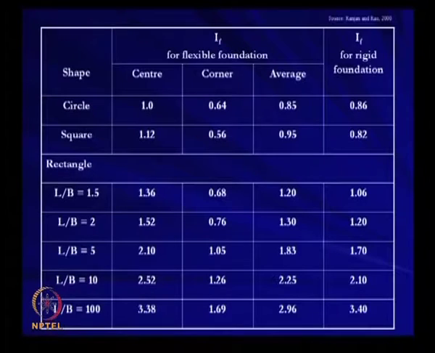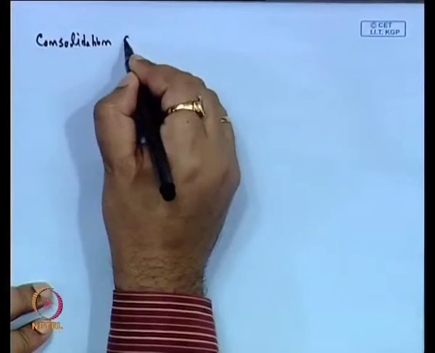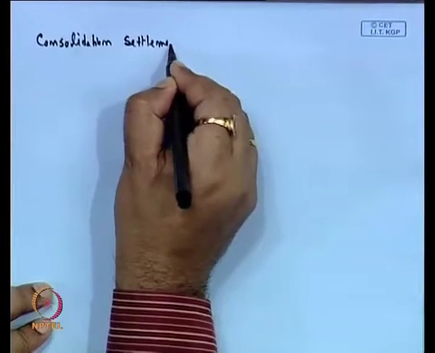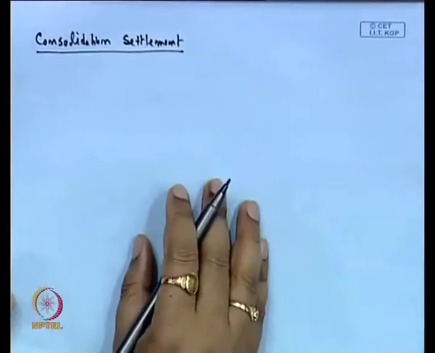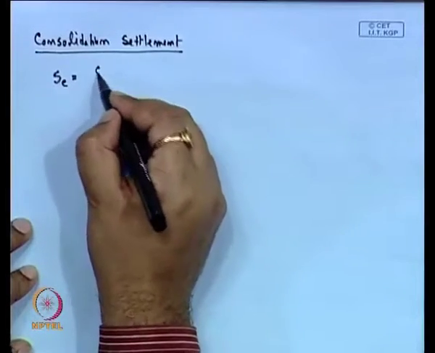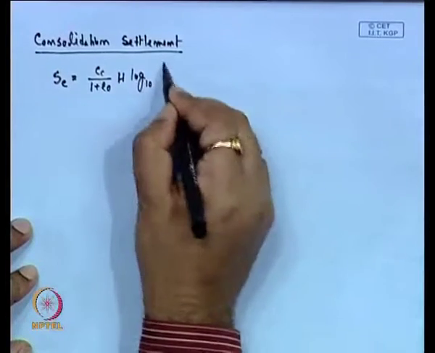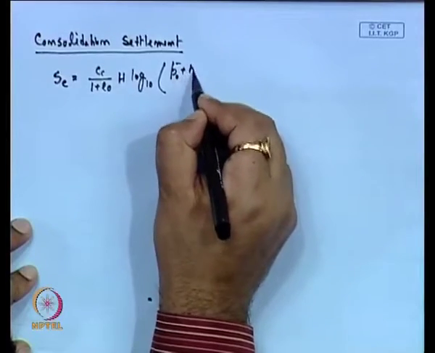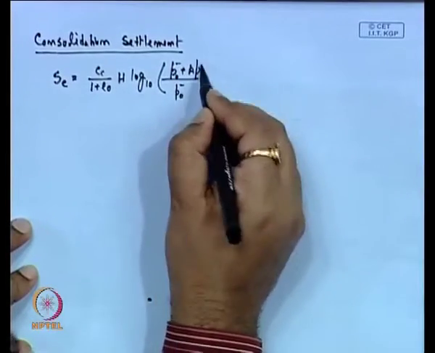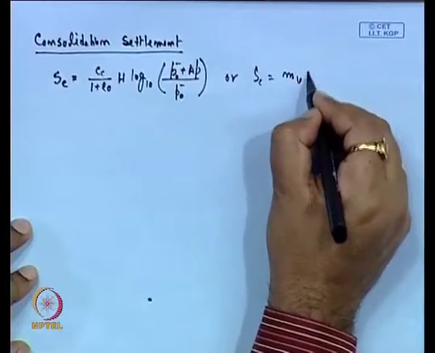So, next we will go for the consolidation settlement calculation, that is, how to calculate the consolidation settlement. In the first class I explained how to calculate this consolidation settlement. So, this is Cc into H by 1 plus e0, log of (P0 bar plus del P) by P0 bar, or we can calculate S_c equal to mv into H into del P.